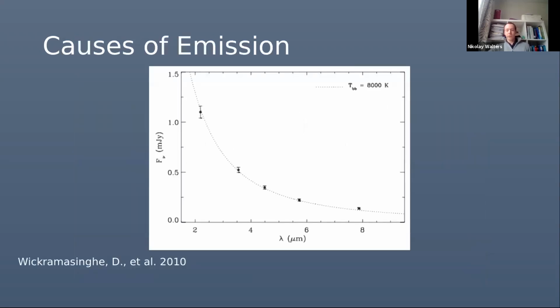However, when it comes to conventional heating mechanisms, they've all been ruled out. A deep Chandra pointing established an X-ray luminosity constraint. When compared to the emission luminosity, the X-ray constraint falls short by a factor of 100. Thus, we can rule out a stellar corona as the source of emission.